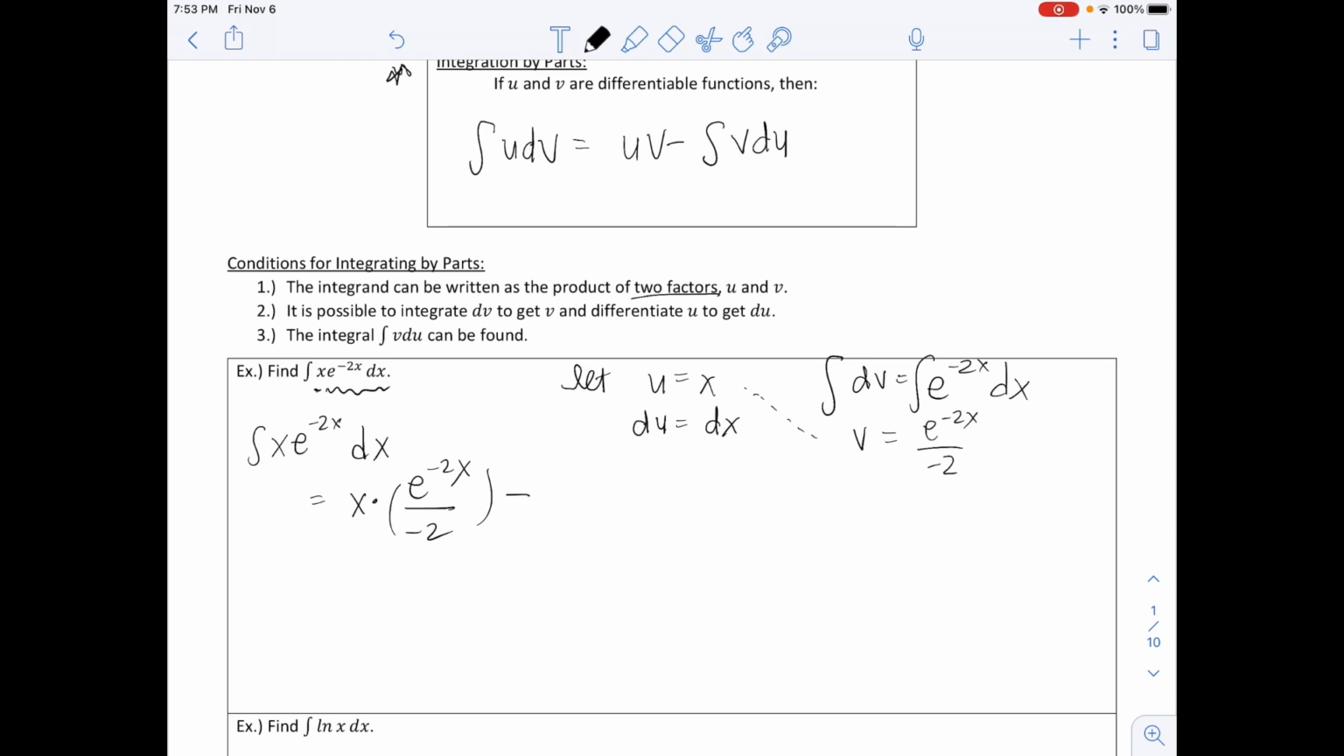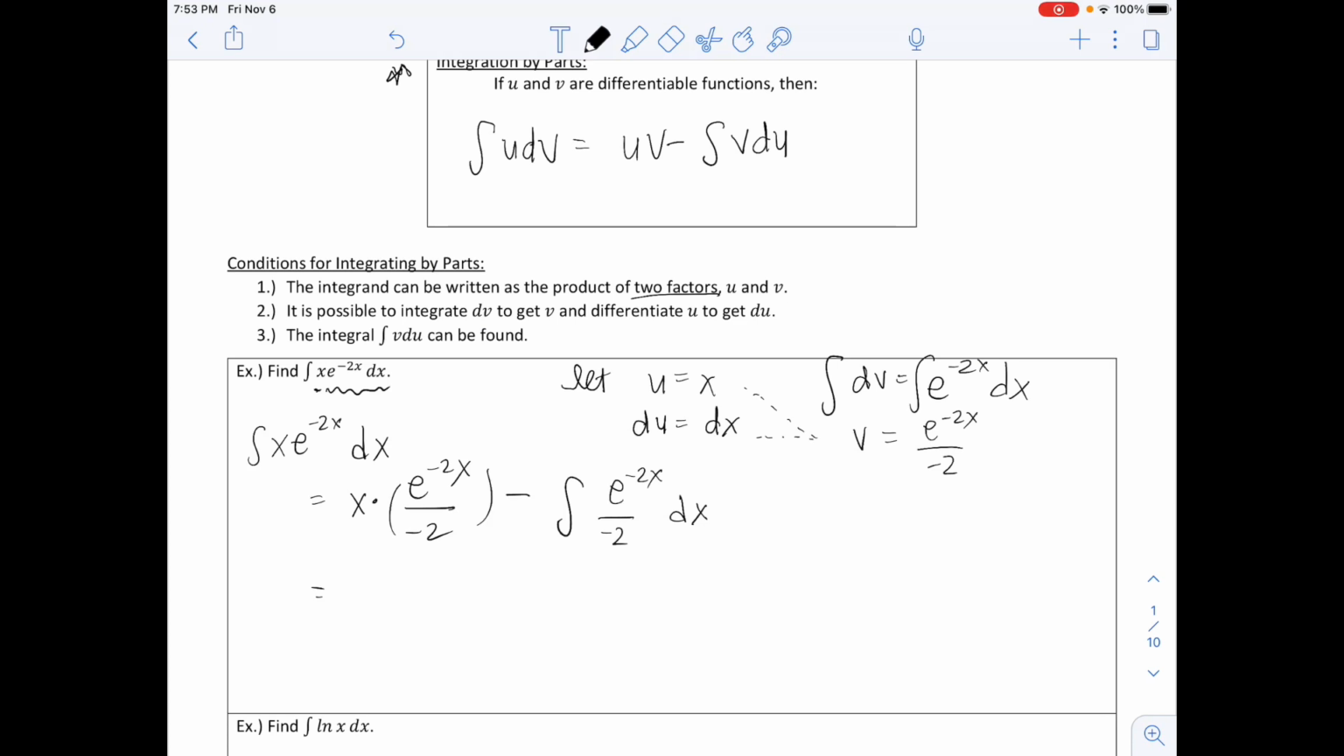And then it's minus the integral of v times du. So v is e to the negative 2x divided by negative 2, and du, which we found, is the same as dx. If you notice, that whole expression is in terms of x's and not in terms of u's and v's.